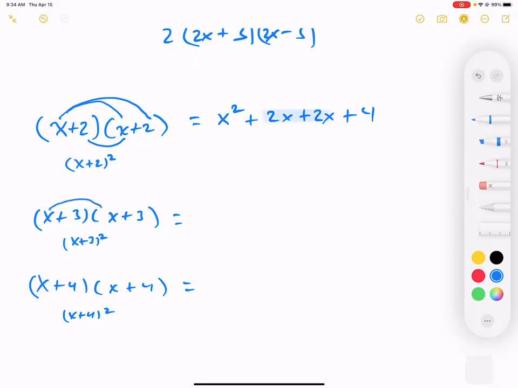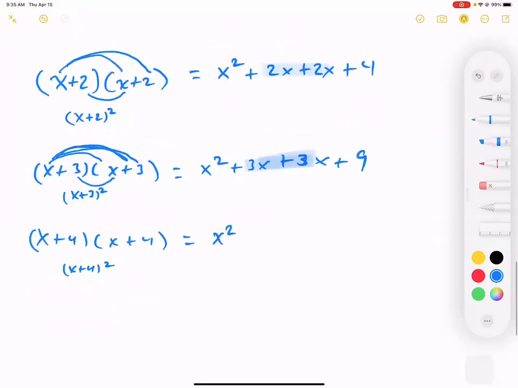X times x is x squared. X times 3 is 3x. 3 times x, oh, since these guys were twins, we're going to repeat our term, 3x. We either get 3x in the back or 3x in the front. We always end up with twins. And 3 times 3 is 9. Okay? You guys see the twins? What do you think is going to happen to the next one? X times x is x squared. X times 4 is 4x. And we said we're always going to end up with twins.